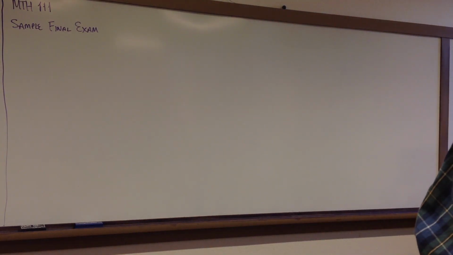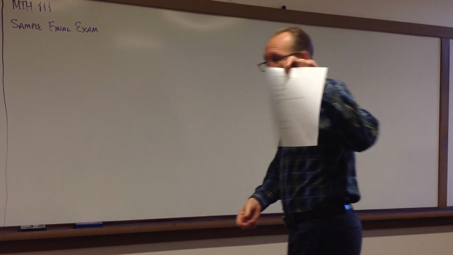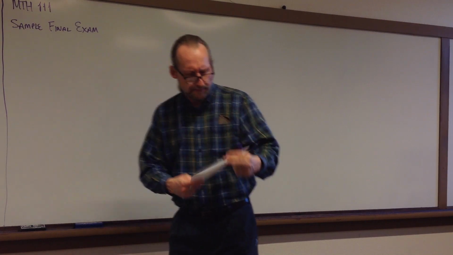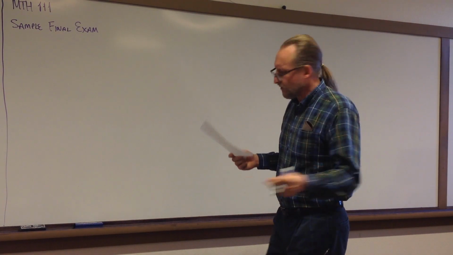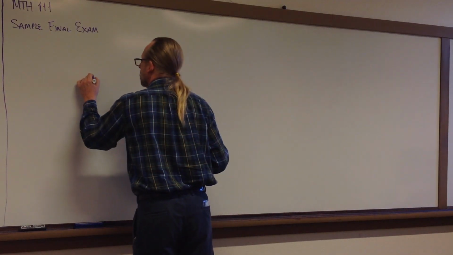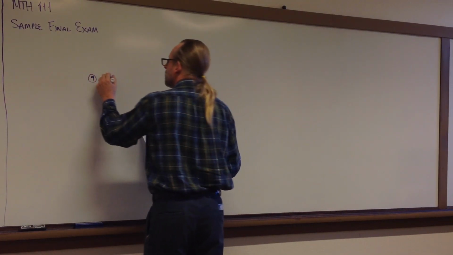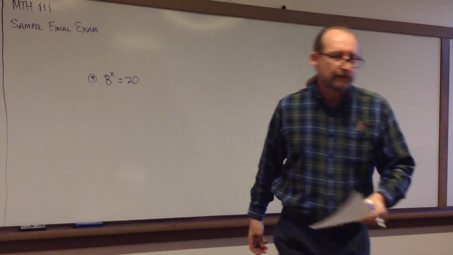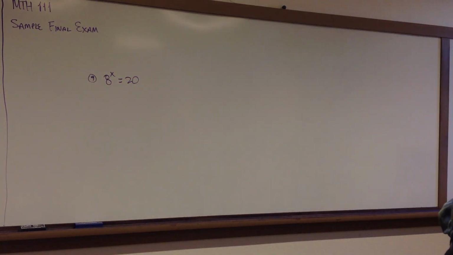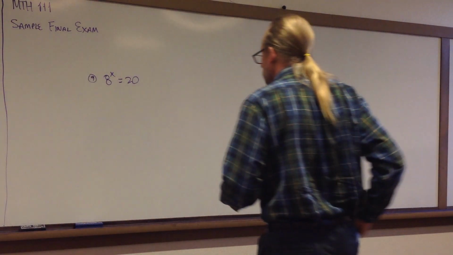Okay, you've got the properties of logarithms on the test paper itself. You can see that on the PDF. And these are very much like the quizzes that we've just been taking for chapter 3. So first off, 8 to the x power is equal to 20. So we can take a logarithm on both sides of the equation.